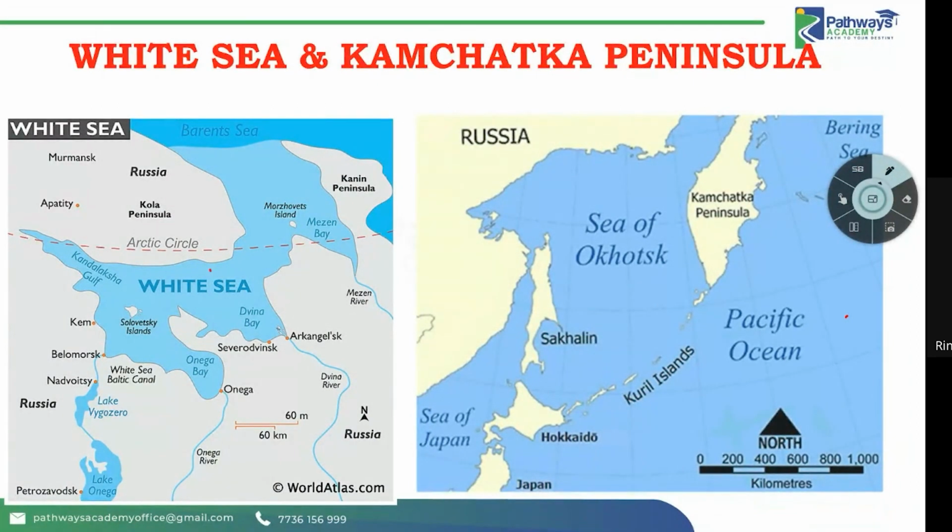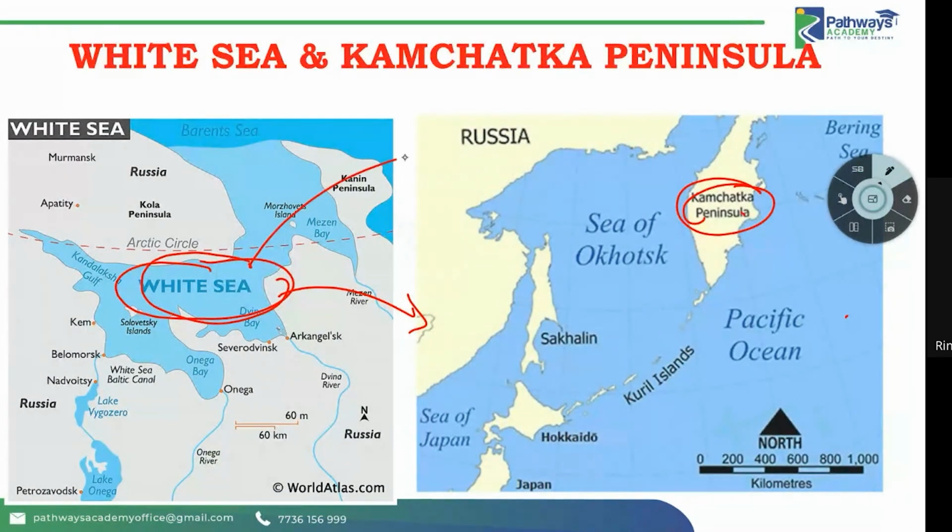Okay, then you can see White Sea in this region. Just on the side of this White Sea, you can see Kamchatka Peninsula. Why are Kamchatka Peninsula and White Sea important? Because Russia launched a ballistic missile from White Sea to Kamchatka Peninsula. That was the news. So please note it down.